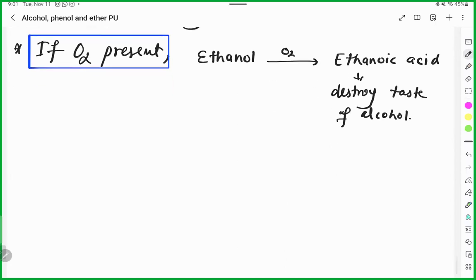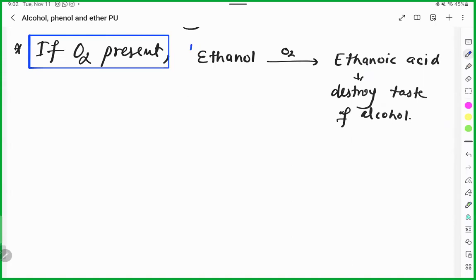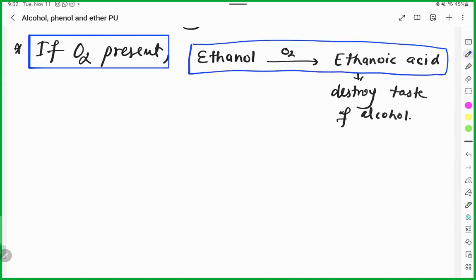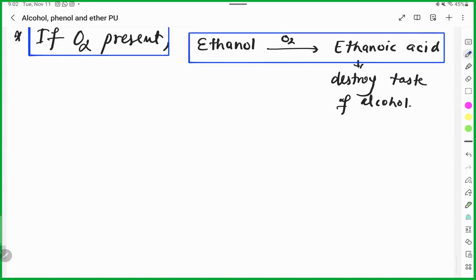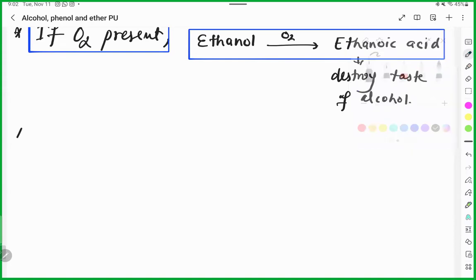You can ask, sir, why is ethanoic acid not harmful? Vinegar we consume. Vinegar is also ethanoic acid, right? You have vinegar in your house and you add it in food. It is not harmful or dangerous. People sometimes think that if oxidation happens, it will be dangerous. No, it will not be dangerous, but the taste will not be good. That's all. It is not dangerous only in small quantities.